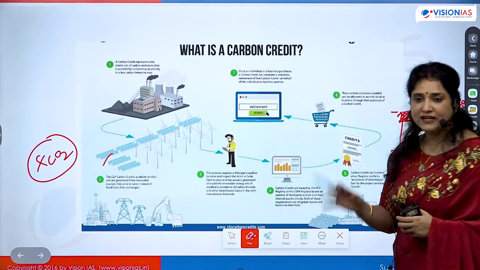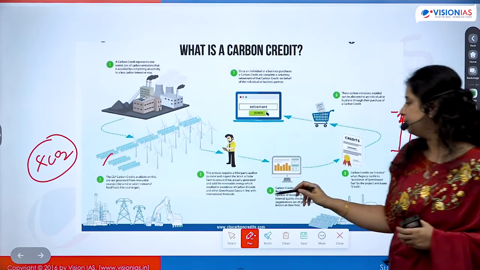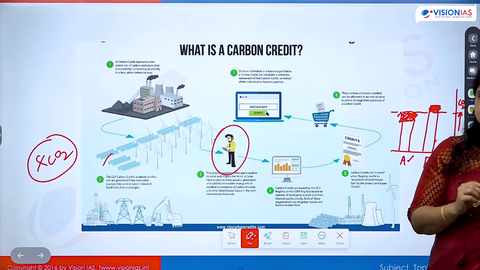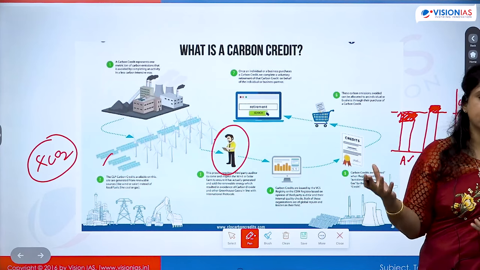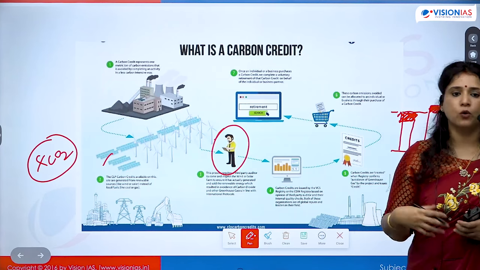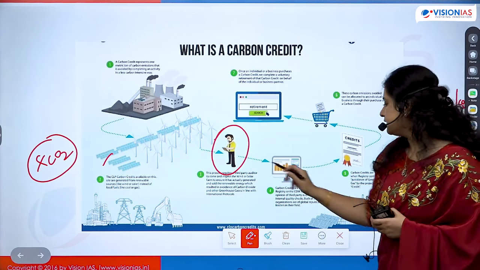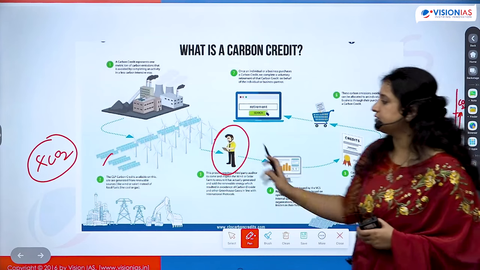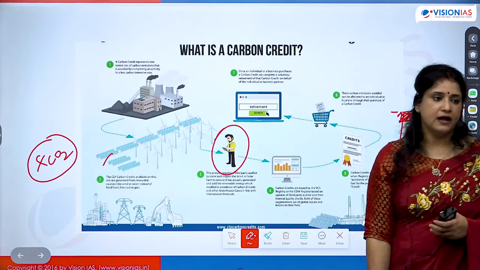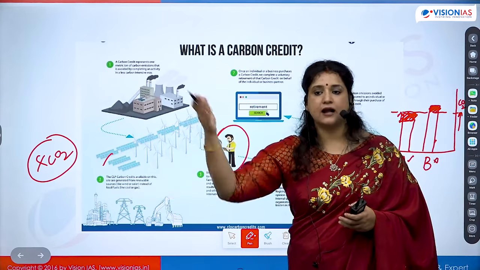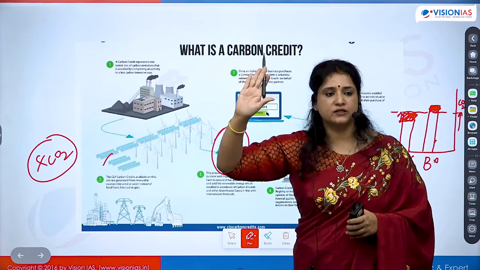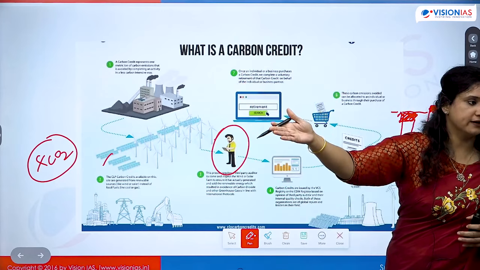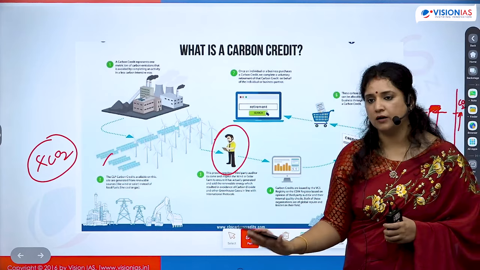So there are agencies in the world which send people जो जाके assessment करते हैं कि okay, this is the amount of carbon dioxide you have prevented from going into the atmosphere. These carbon credits are issued by these registries to these people. And these carbon credits are like certificate कि इसने इतना बचा लिया. Okay, these certificates are traded in the market. That is the concept of carbon market.